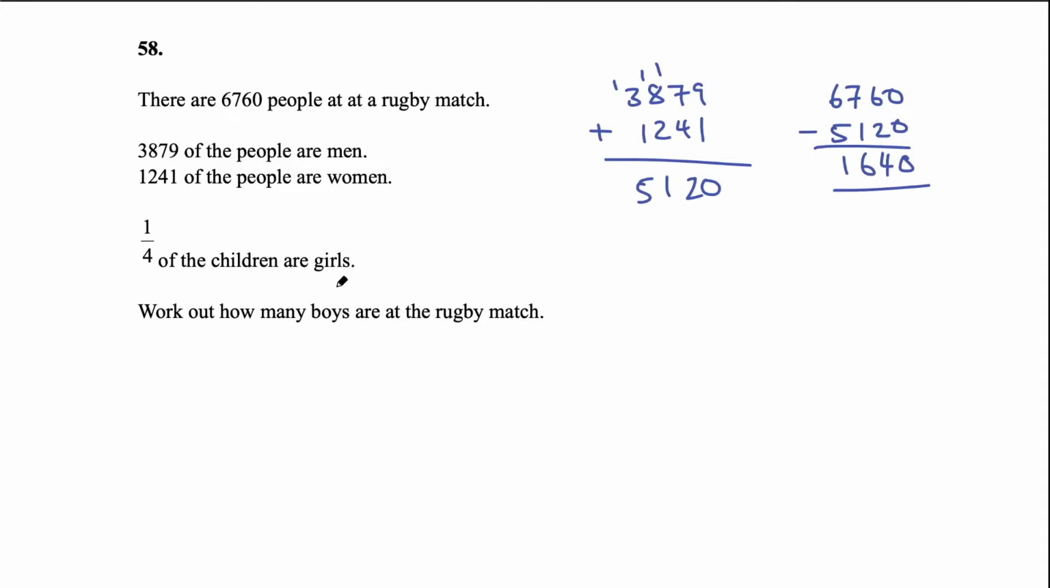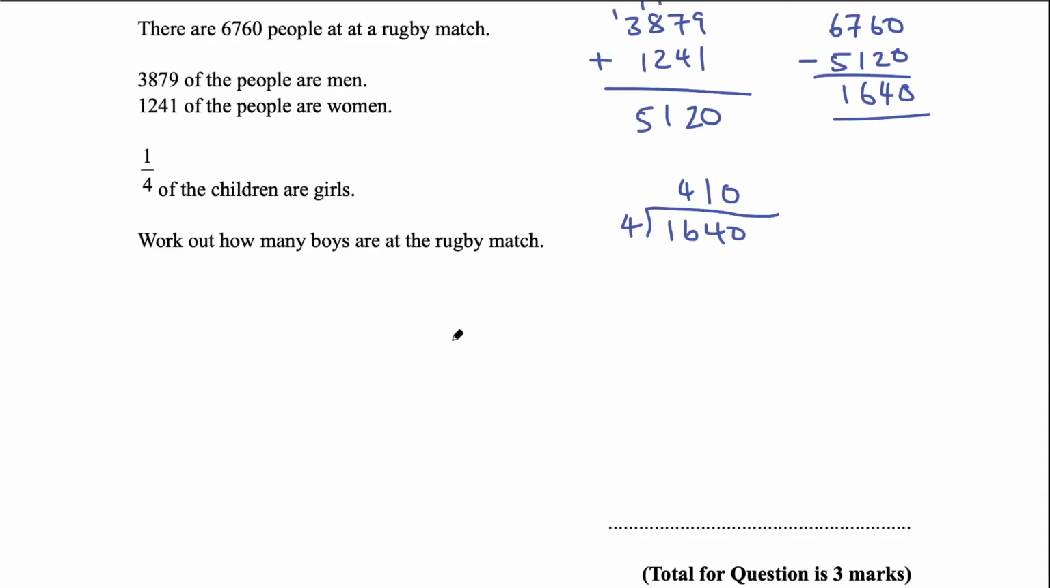And if a quarter of the children are girls and 3/4 are going to be boys, so let's work out what a quarter of that is. So let's say divide that by 4 is one way of doing it. Divide by 4, 16 divided by 4 is 4. 40 divided by 4 is 10. So we get 410, which is a quarter of 1640. And then that times 3. Well, 4 times 3 is 12. 10 times 3 is 30. So final answer there for the boys would be 1,230. Okay, on to the next one.